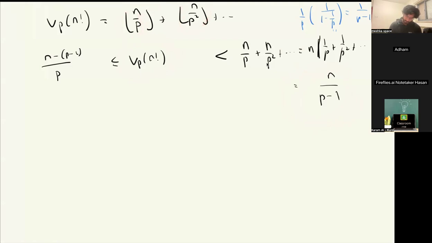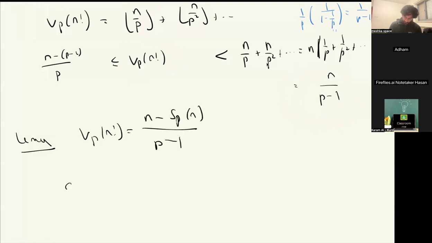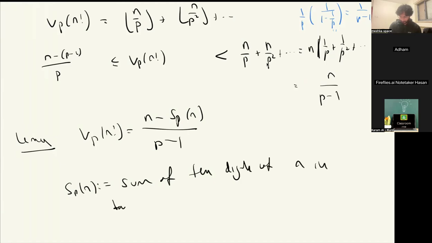It's called a lemma. What does the lemma say? The amount you subtract is exactly given by this thing called S_p of n, where S_p of n is the sum of the digits of n in base p.